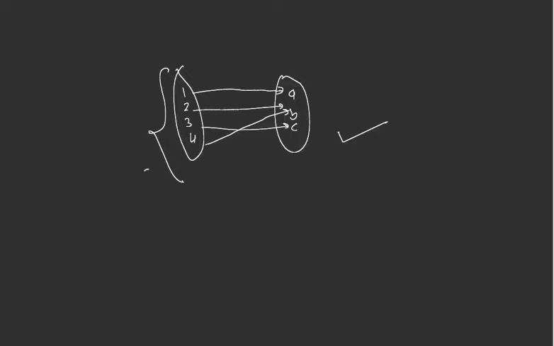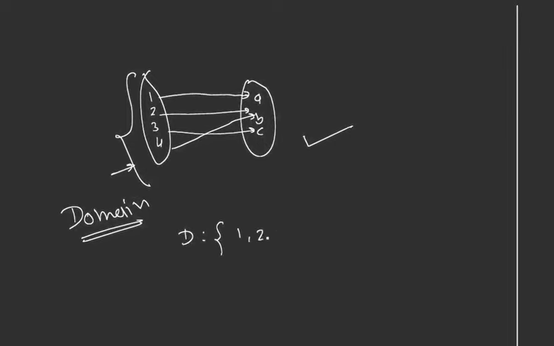Whatever elements are there in the first set are called the domain. If I ask what is the domain of this particular relation, you will say the domain is such that the elements are 1, 2, 3, 4. This is the domain of the given function.